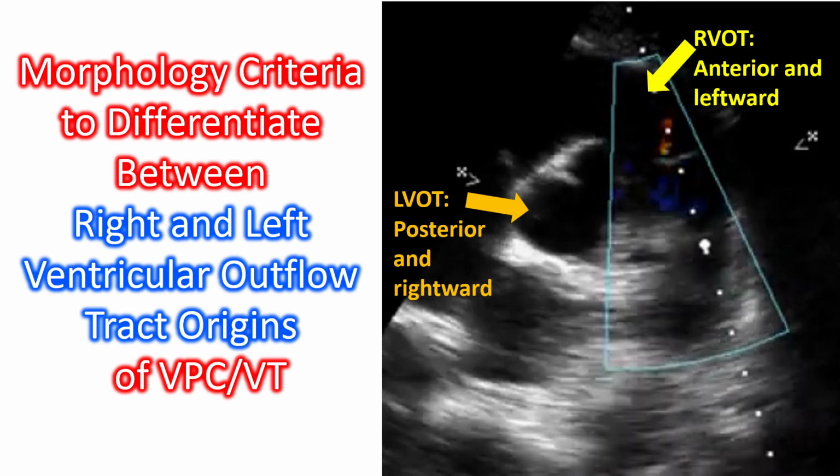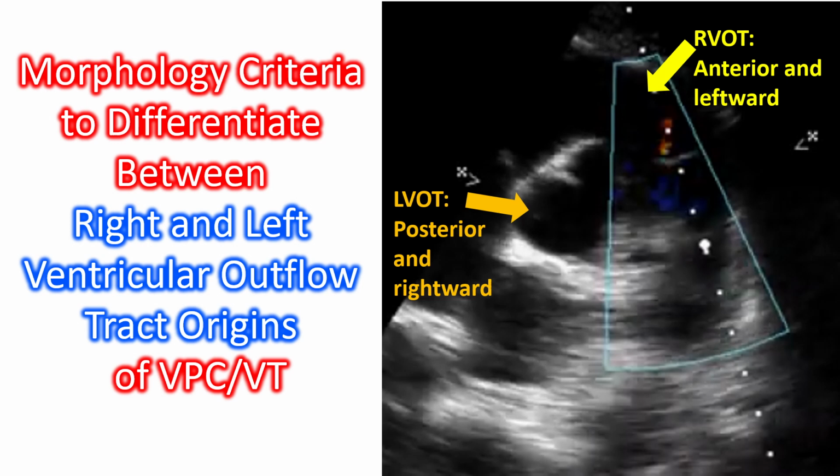Outflow tract ventricular arrhythmias are the most common type of idiopathic ventricular arrhythmias. They typically occur in young patients. Differentiating between right ventricular outflow tract and left ventricular outflow tract origins of ventricular premature complexes or ventricular tachycardia is a fundamental task in clinical electrophysiology, as it dictates the procedural approach, whether you should go by the venous approach or by the arterial approach for catheter ablation.